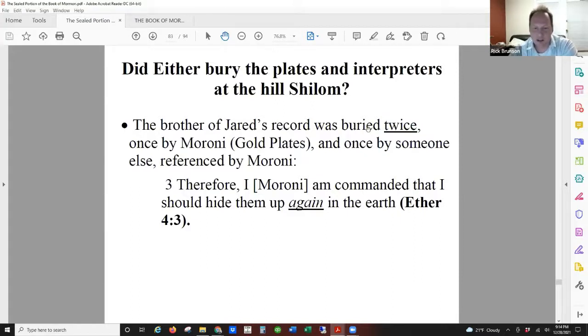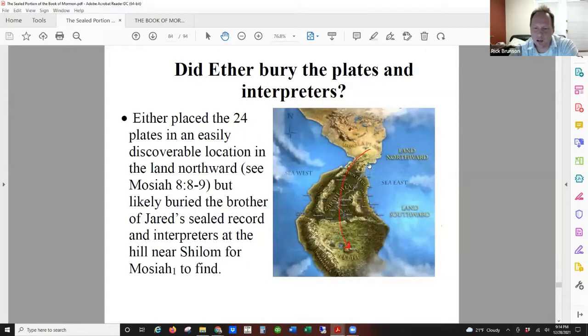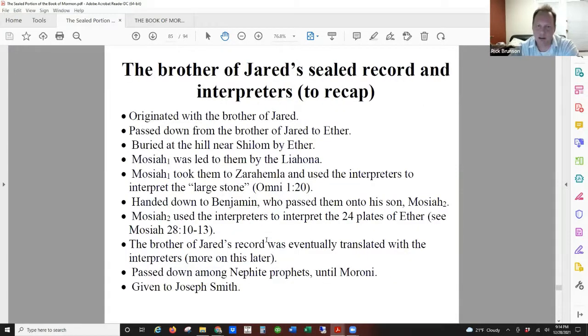So all of this to say, Ether most likely placed the 24 plates way up here in the land of desolation, where they could be easily discovered, and then traveled southward to the land of Nephi, where he was instructed to bury them at the hill near Shiloh. Mosiah was led to that hill on the way to Zarahemla, found them, and that's how they got the record and interpreters.